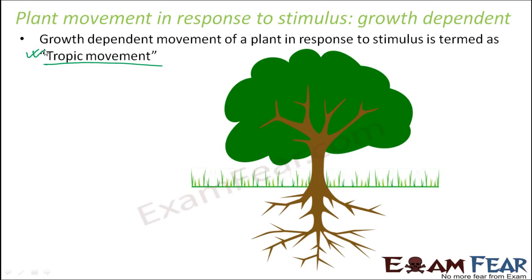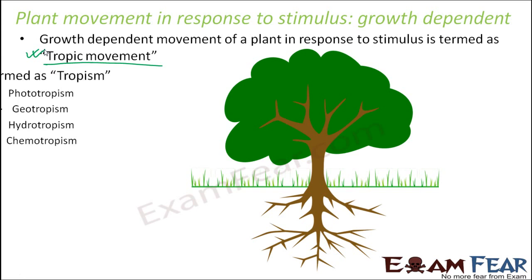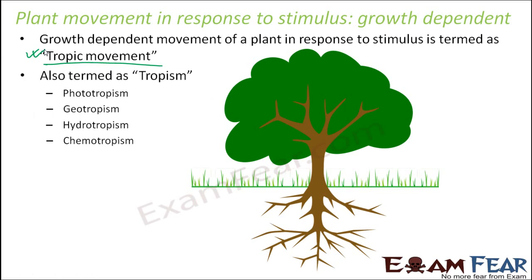Now the bending of the plant in that direction is related to the growth of the plant, because that bending happens because of the growth hormone. That bending happens because some part of the plant is growing more than the other part of the plant. So the movement is related to growth. So this growth dependent movement in response to a stimulus is called a tropic movement. This is also termed as tropism. Tropism is just another word for tropic movement.